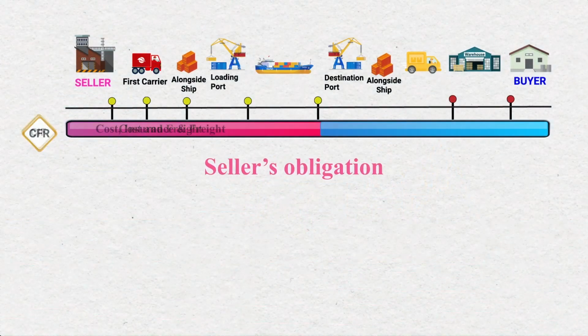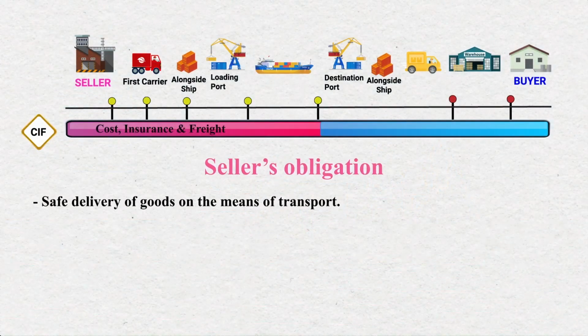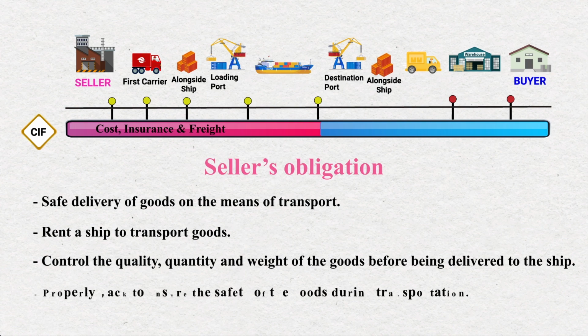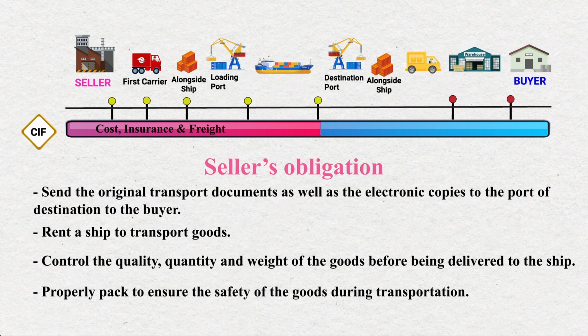Seller responsibilities include safe delivery of goods on the means of transport. Rent a ship to transport goods. Control the quality, quantity and weight of the goods before being delivered to the ship. Properly pack to ensure the safety of the goods during transportation. Send the original transport documents as well as the electronic copies to the port of destination to the buyer. Buy insurance for goods at the lowest rate.